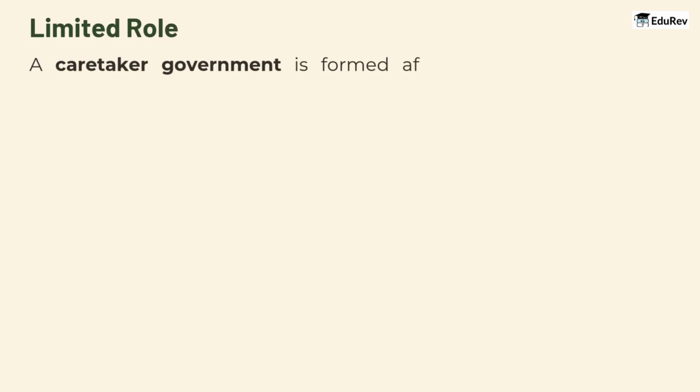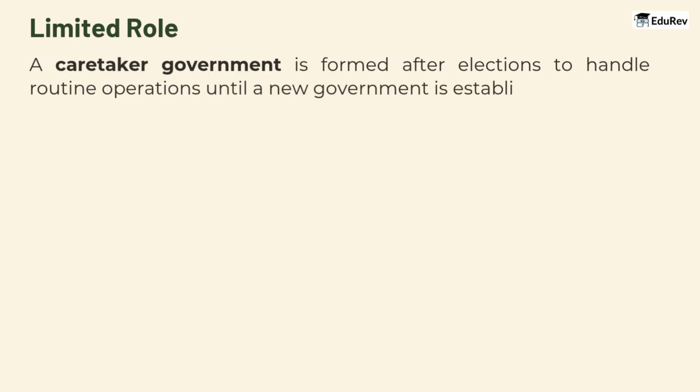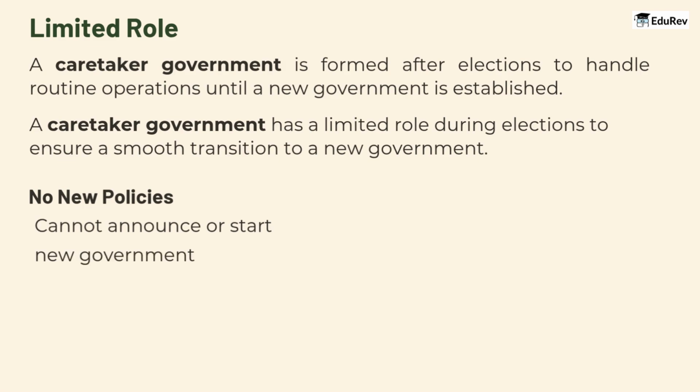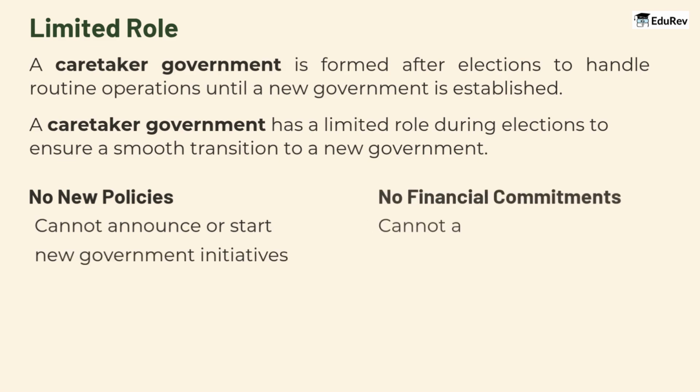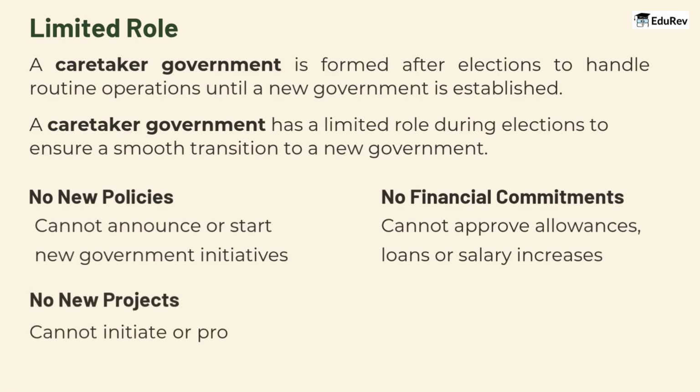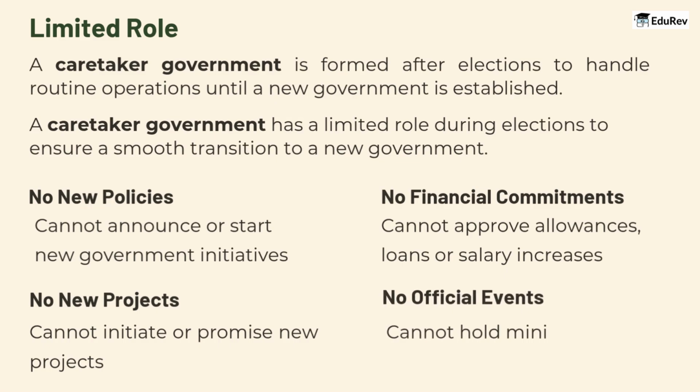Now, let's see the limits of a caretaker government. A caretaker government is formed after elections to handle routine operations until a new government is established. It has a limited role during elections to ensure a smooth transition to a new government. It cannot announce or start new government initiatives. It cannot approve allowances, loans, or salary increases. It cannot initiate or promise new projects. It cannot hold ministerial events. Let's look at an example from history about this.